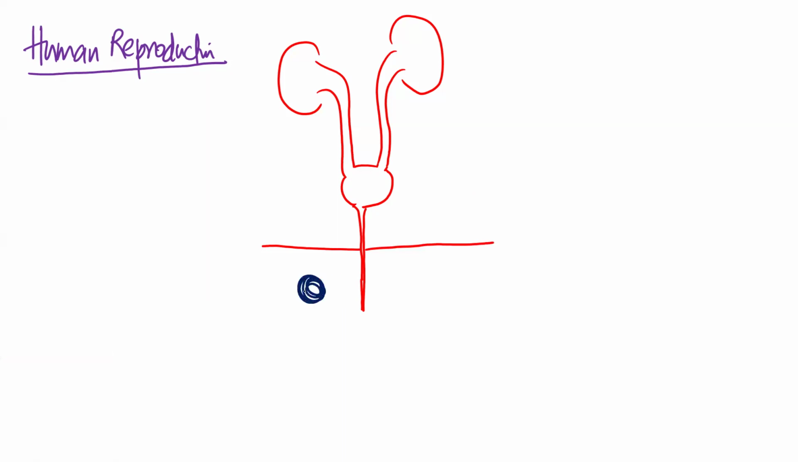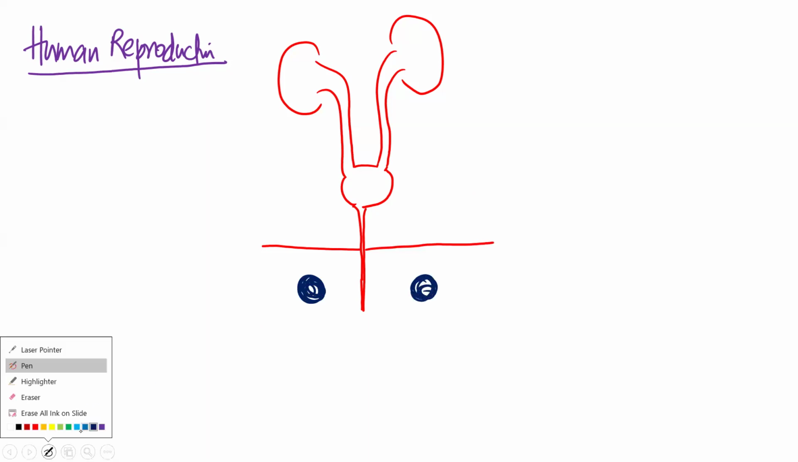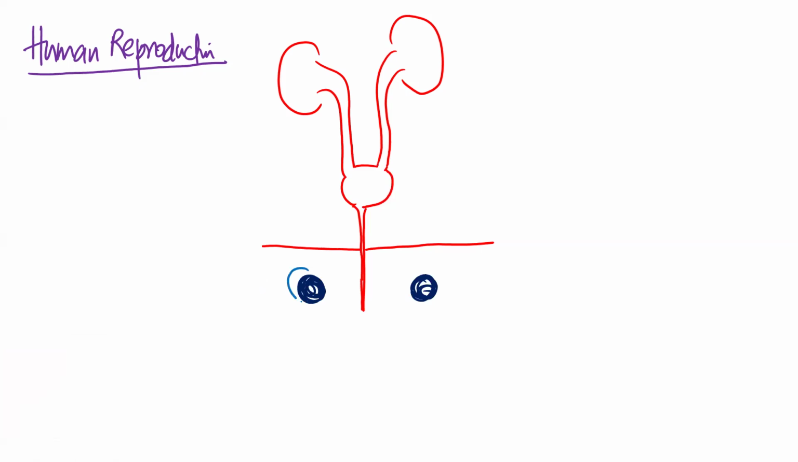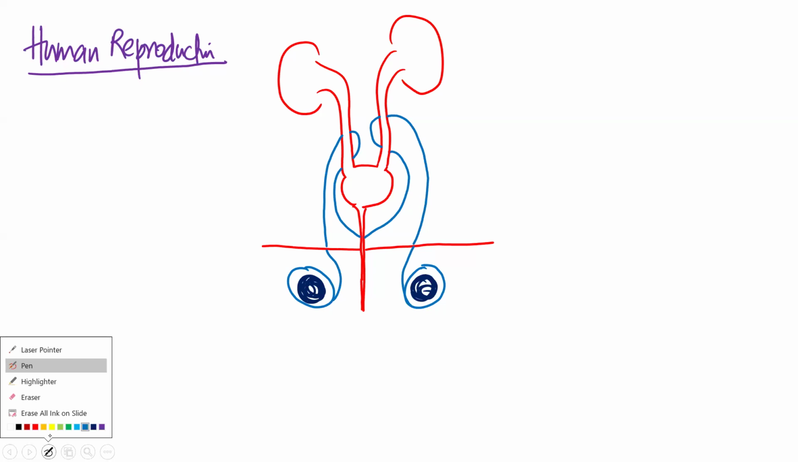And here are the testes. Testes are held in the bag called scrotum. And then there is a tube which extends up and then down from ureter to this urethra again. Will anybody name me this tube? Sperm duct. Yes, this is sperm duct. And here is another gland called prostate gland.